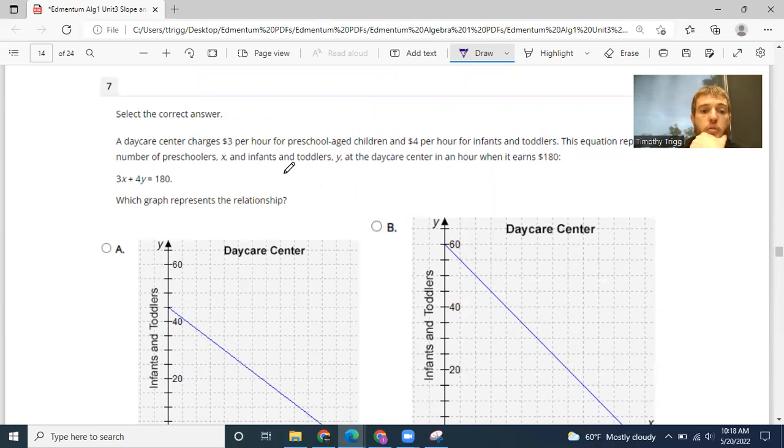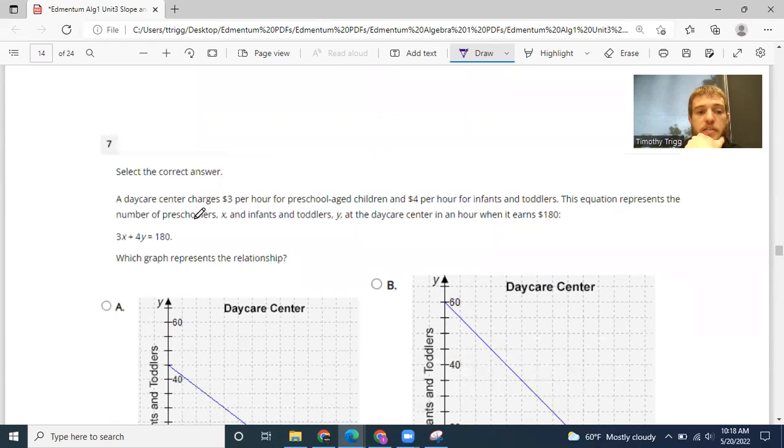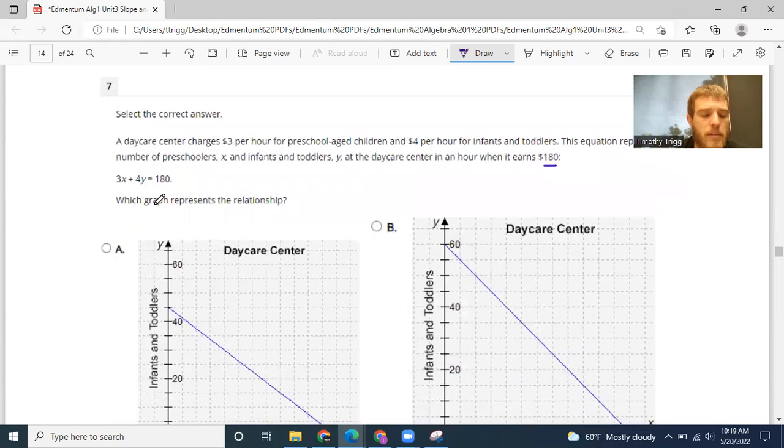A daycare charges $3 per hour for preschool aged children and $4 per hour for infants and toddlers. The equation represents the number of preschoolers, X, and infants and toddlers, Y, at the daycare center. In an hour, it earns $180. $180 in 1 hour. Okay. I'm in the wrong business. Which graph represents this relationship?